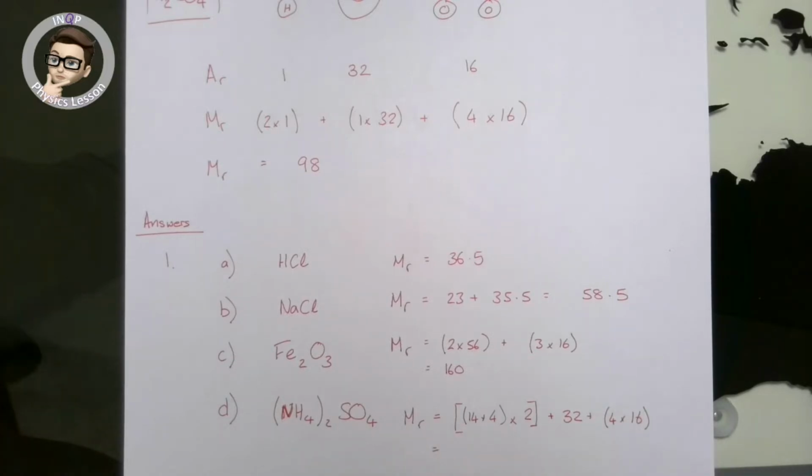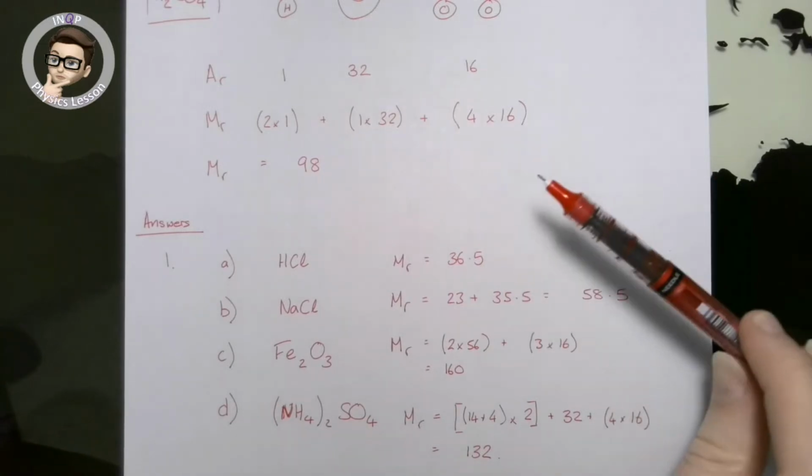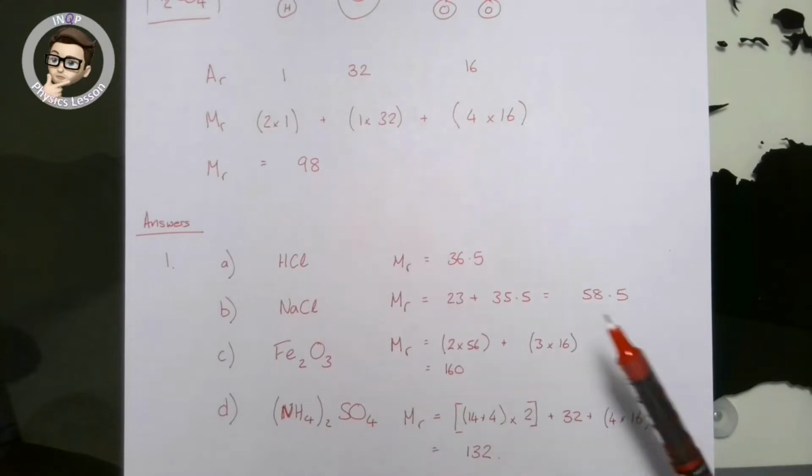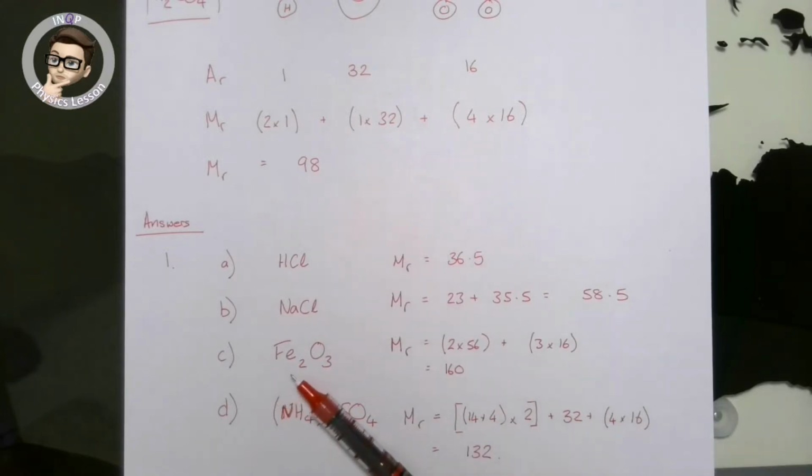Now my calculations gave that as 132. So we've got 4 different answers. Hydrochloric acid, 36.5, sodium chloride, 58.5, iron oxide, 160, and NH4 brackets 2, SO4, 132.